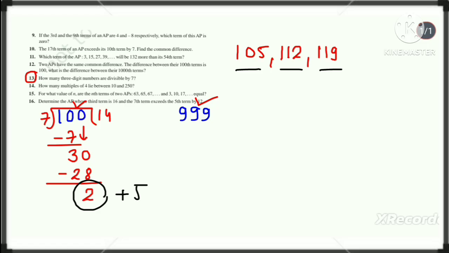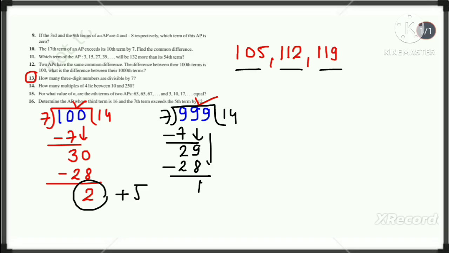Now let's find the last 3-digit number which is divisible by 7 by dividing 999 by 7. 7 ones are 7 and here remains 2 and this 9 comes down. 7 fours are 28 and here remains 1 and this 9 comes down. 7 twos are 14 and finally after subtracting we obtain a remainder 5.